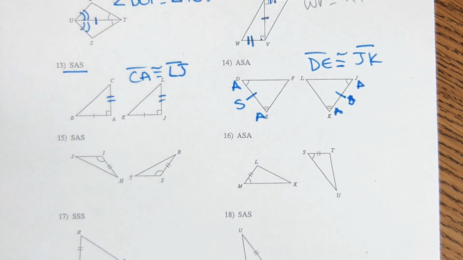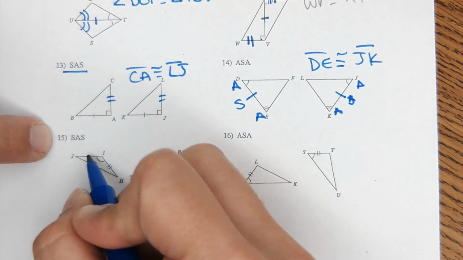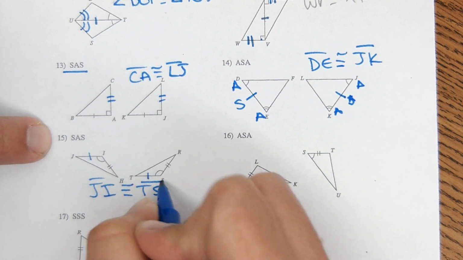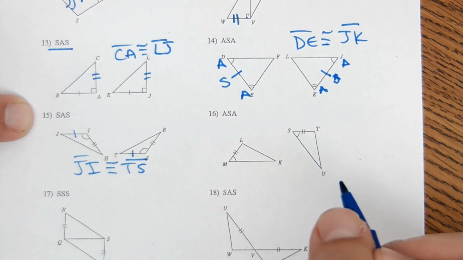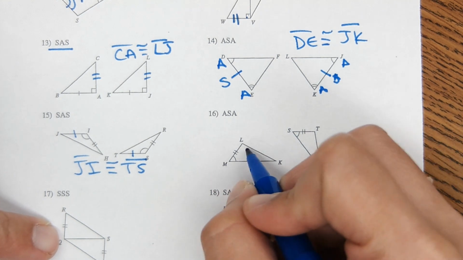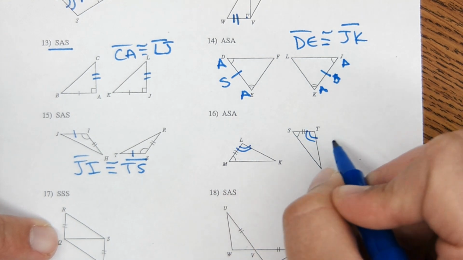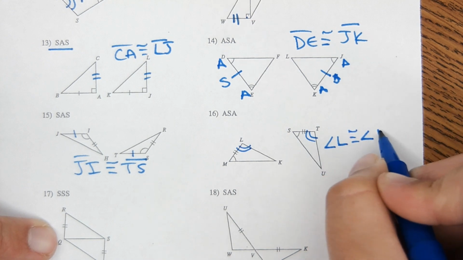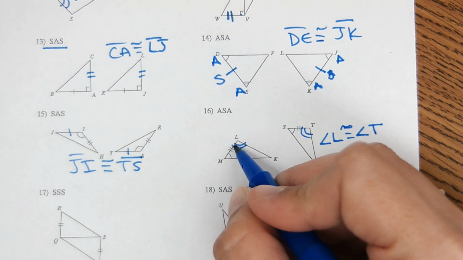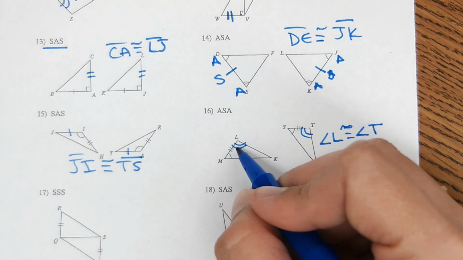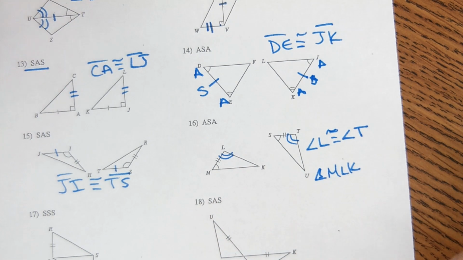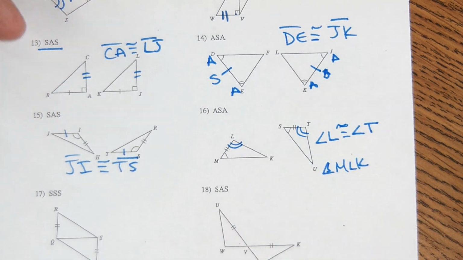Okay, and 15, side, angle, side. So we have side, angle, so we need side, angle, side. JI congruent to TS. And then ASA, angle, side, and we need angle in common. So we need this angle equal to this one. Angle L congruent to angle T. So in this case, when I'm naming the angle, because L can't be, like, that's just angle L, I could be more specific, angle MLK, like that, but I don't need to be, since angle L could only be that angle.